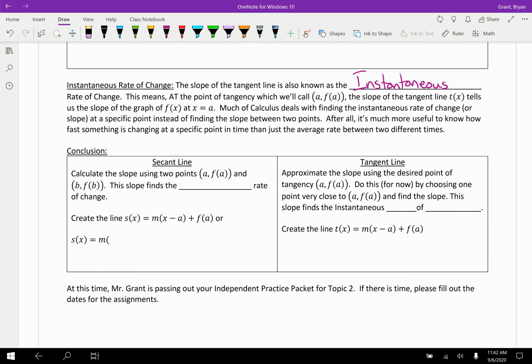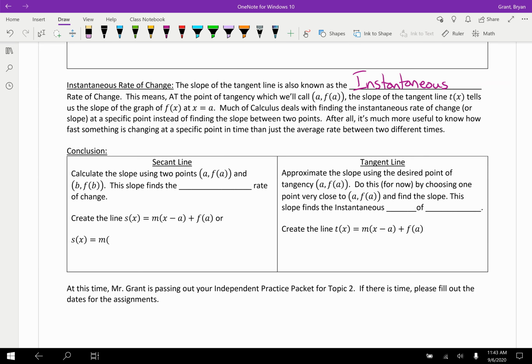A lot of calculus deals with finding the instantaneous rate of change, or slope if you don't like instantaneous rate of change, instantaneous slope, at a specific point instead of finding the slope between 2 points. And that should make sense because it's much more useful to know how fast something's changing at a specific time than the average rate between 2 different times, right? If you wanted to say, well, how fast is my money in the stock market changing right now? And someone says, well, on average it's changing here. You're like, no, that's not what I wanted. I wanted to know right now, what is the change in my money? Well, that would be the idea of instantaneous rate of change versus average rate of change.